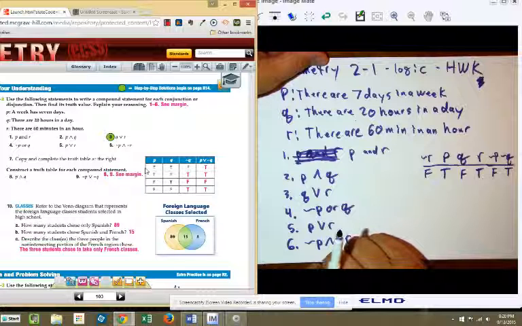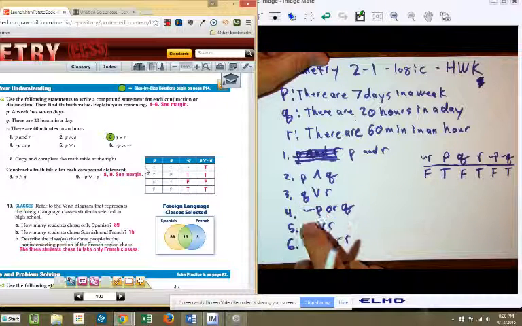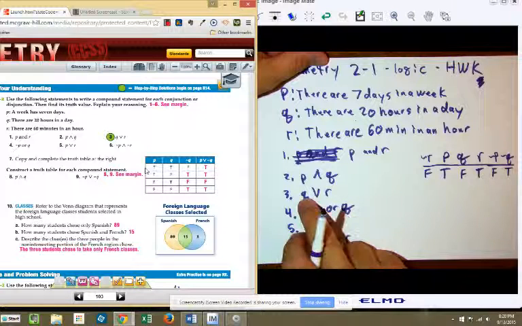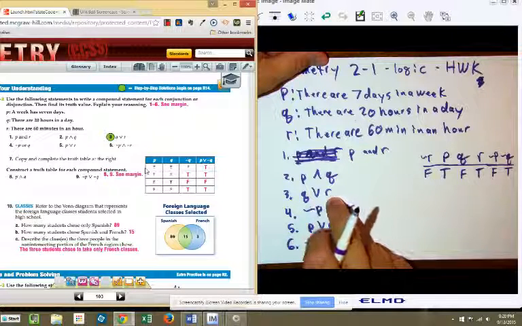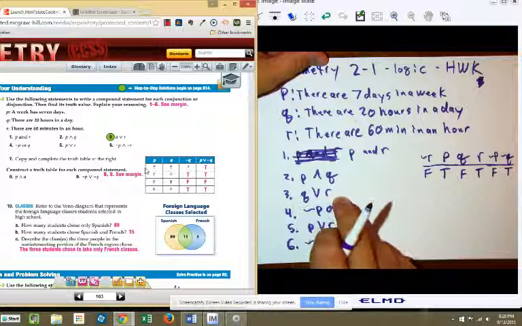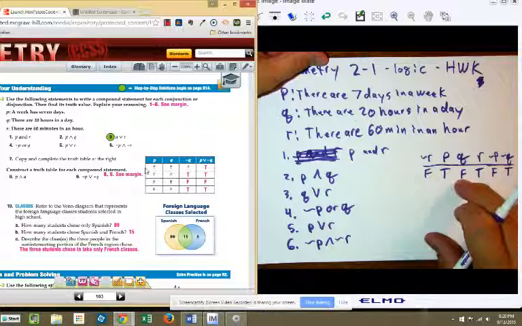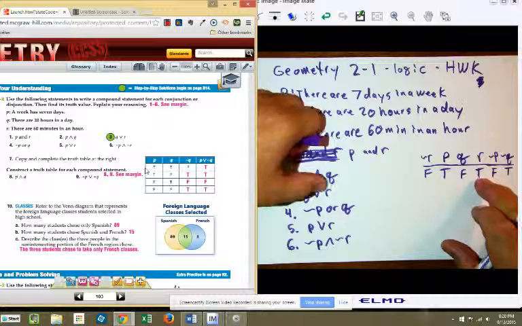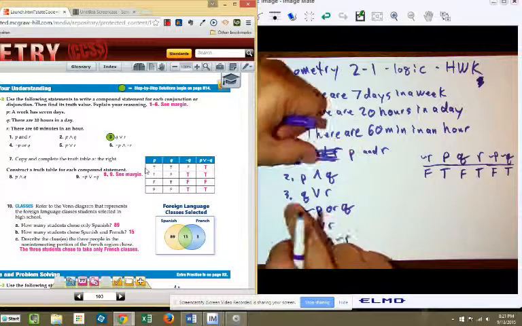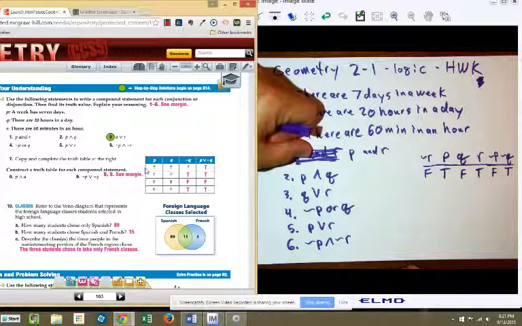Now, you'll notice I'm not writing these down because I'm wanting you to listen. You may have to pause, you may have to rewind, but you can listen carefully. Now, Q or R, which means one or the other of them is true. Well, Q is not true, so that doesn't work. R is true, so yes, Q or R would be true.